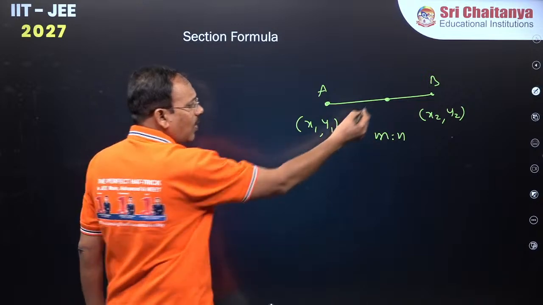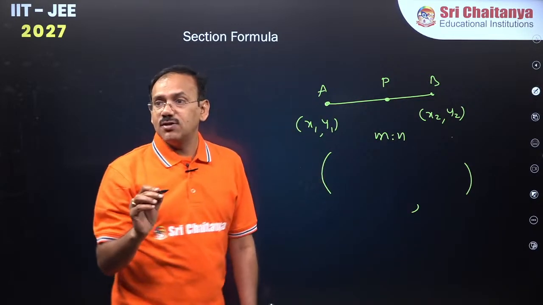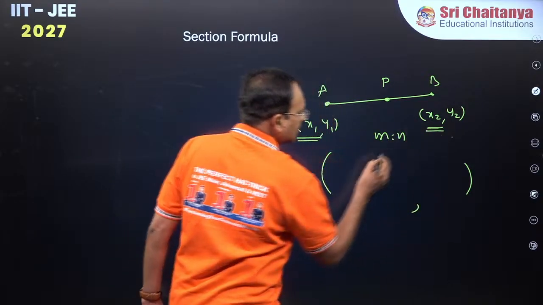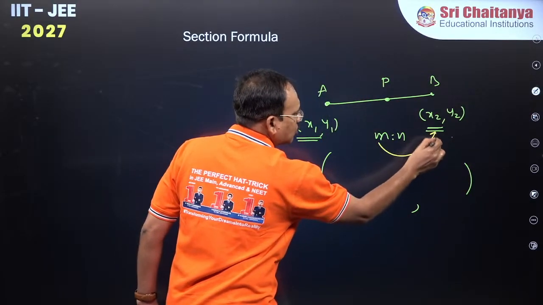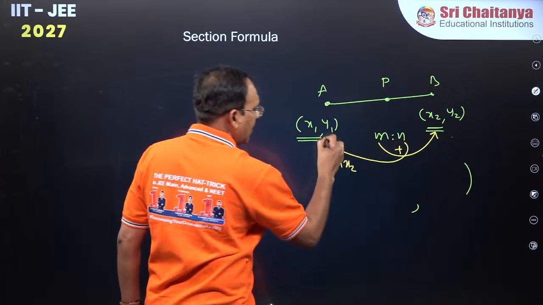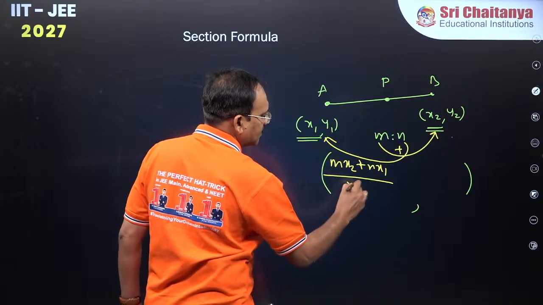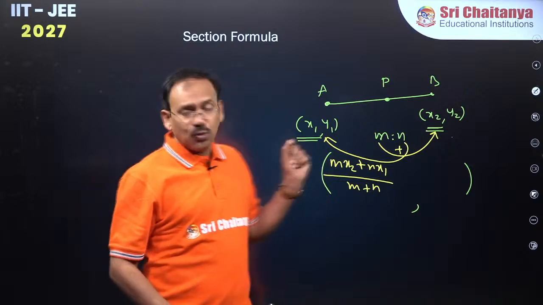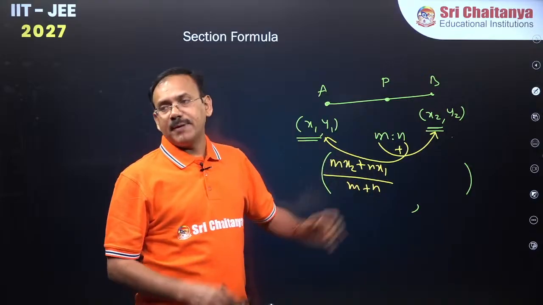I want the point P, so the x coordinate: while writing the x coordinate, you see only x coordinates. Start the formula from m. So m into x2 plus n into x1, by m plus n. You see how I have done? All of you see this, important and very easy. You should do directly m into x2 plus n into x1 by m plus n.